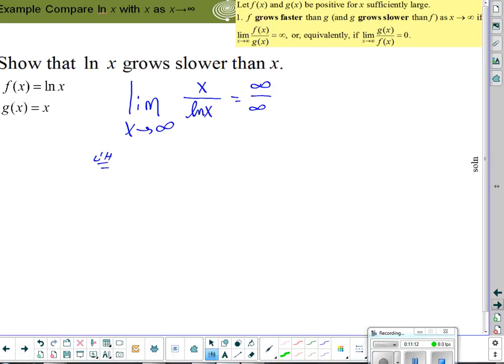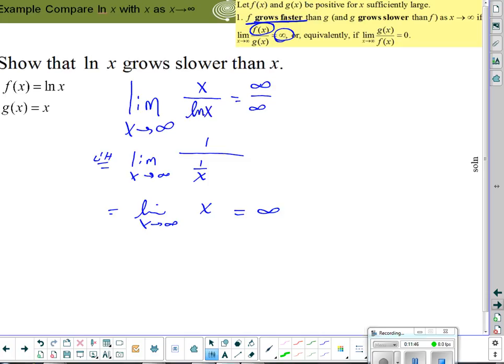Let's see if we can evaluate this limit. Derivative of the top would be 1. Derivative of the bottom is 1 over x, which makes this look like the limit as x goes to infinity of x. That would take us to infinity, wouldn't it? And if I'm headed to infinity, then f of x is growing faster. The top function is growing faster if I get an answer of infinity.